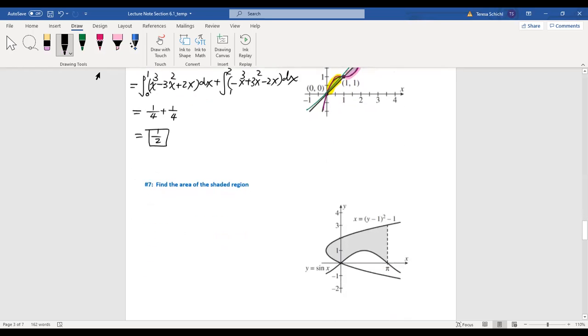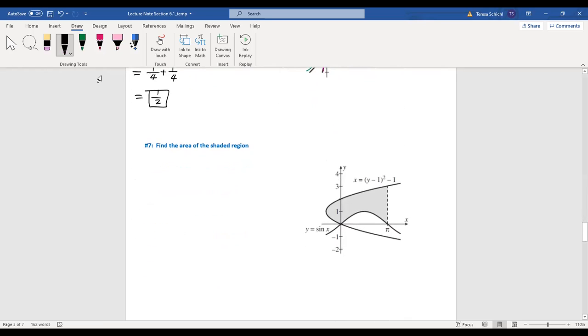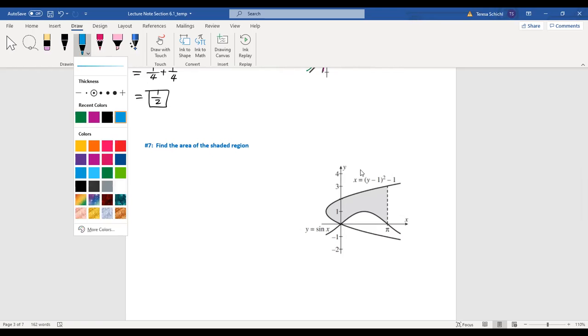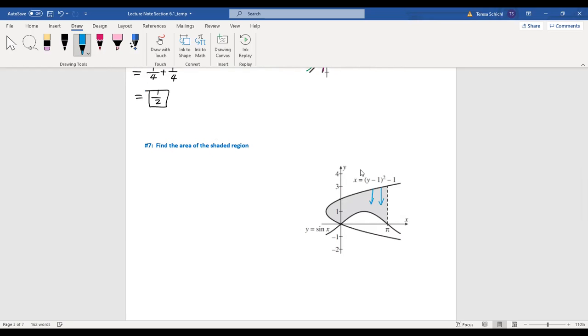Okay, so now let's take a look at this one. This one is kind of interesting, right? I want to find the area of these shaded regions. So let's take a look. If I want to do the integration with respect to x, you can use this curve minus this curve, minus this curve, and so on. It works all the way to 0.